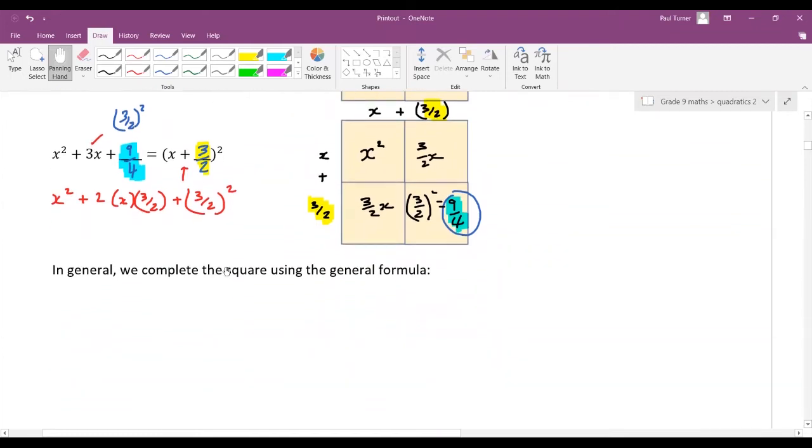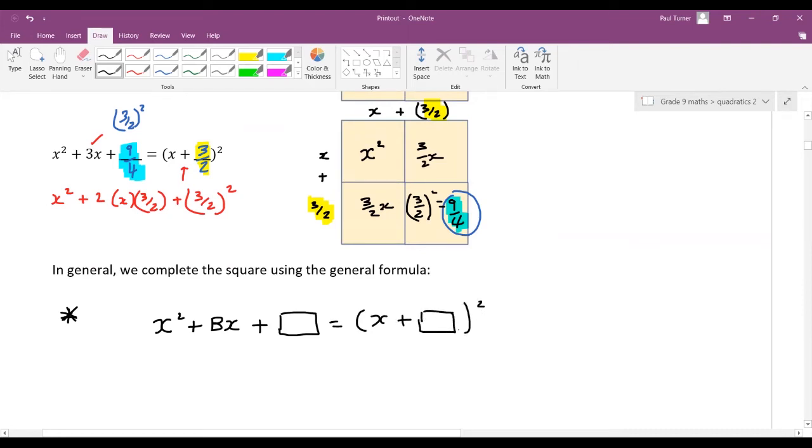Now, imagine you had the general form x squared plus bx. This is what you're going to need to know, this here, this general form. X squared plus bx plus what will equal x plus what squared. So before you look in your textbook, do you know what maybe goes in here? Can you think about that for a minute? Think about what you would write here. If this is b, a number, what would you write here?